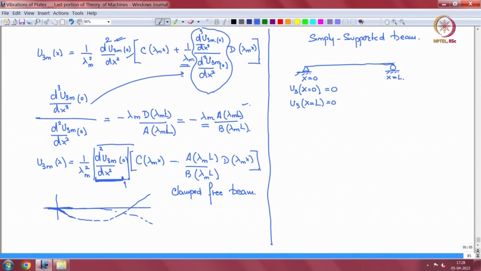Then Mxx at x equal to 0 is 0. So the moment here is 0. So this cannot support a moment. This end cannot support a moment. Whereas at x equal to L also, moment is 0.